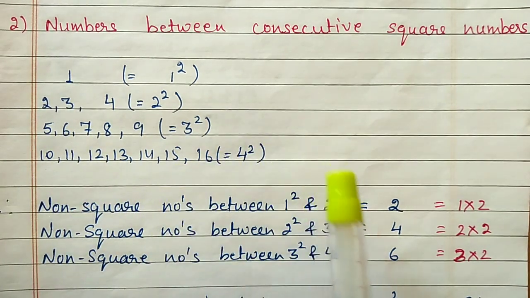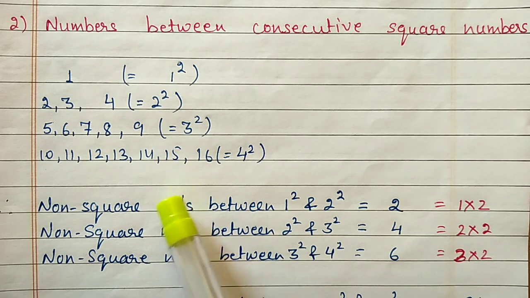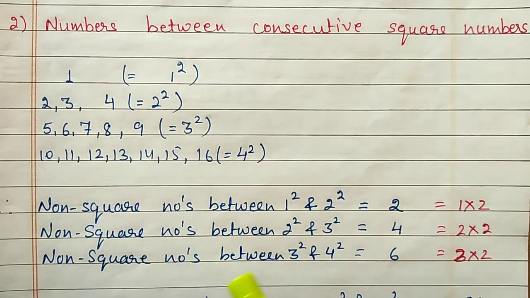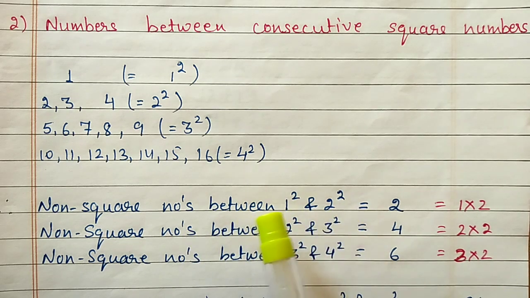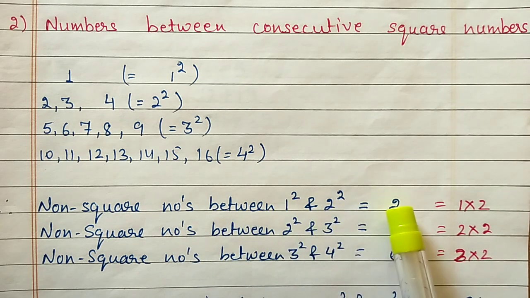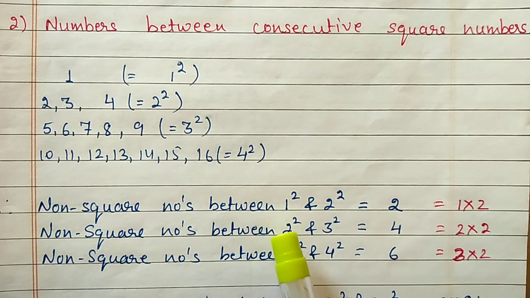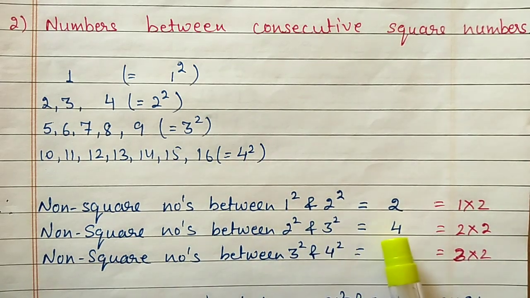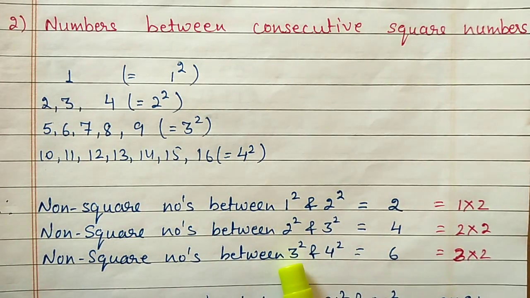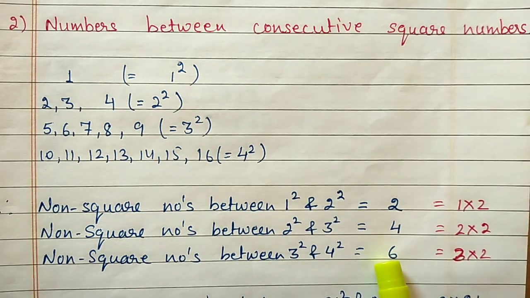So how to find out the number? If these are small numbers, we can count and write. But if it is a big number, in that case what to do? If we see carefully, between 1 square and 2 square we have two numbers. Between 2 square and 3 square we have four numbers. Between 3 square and 4 square we have 6 numbers.